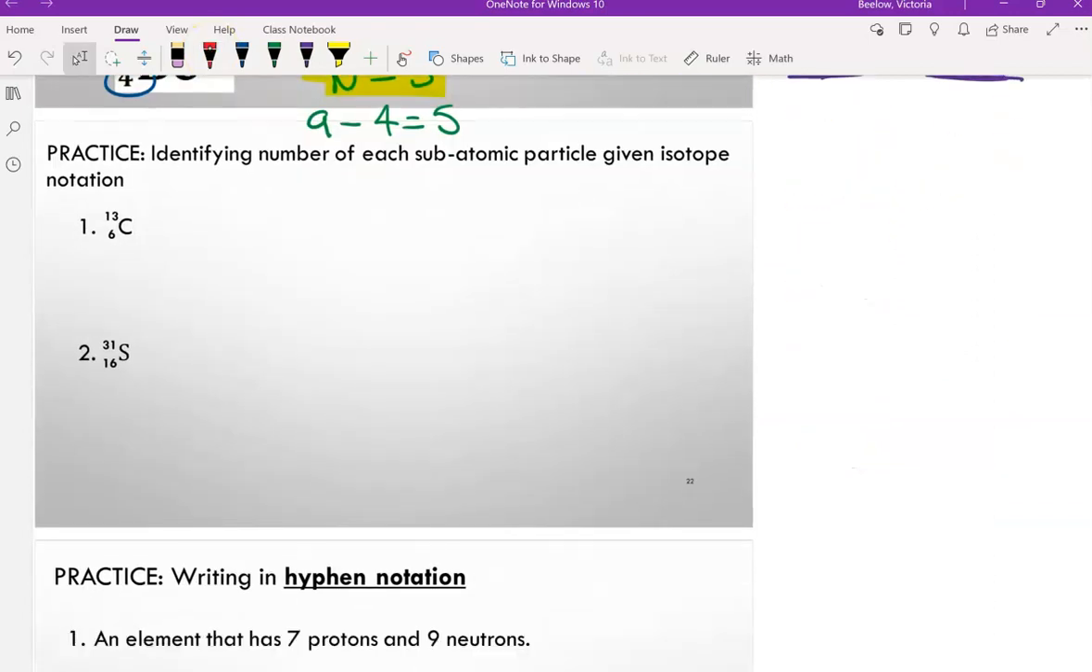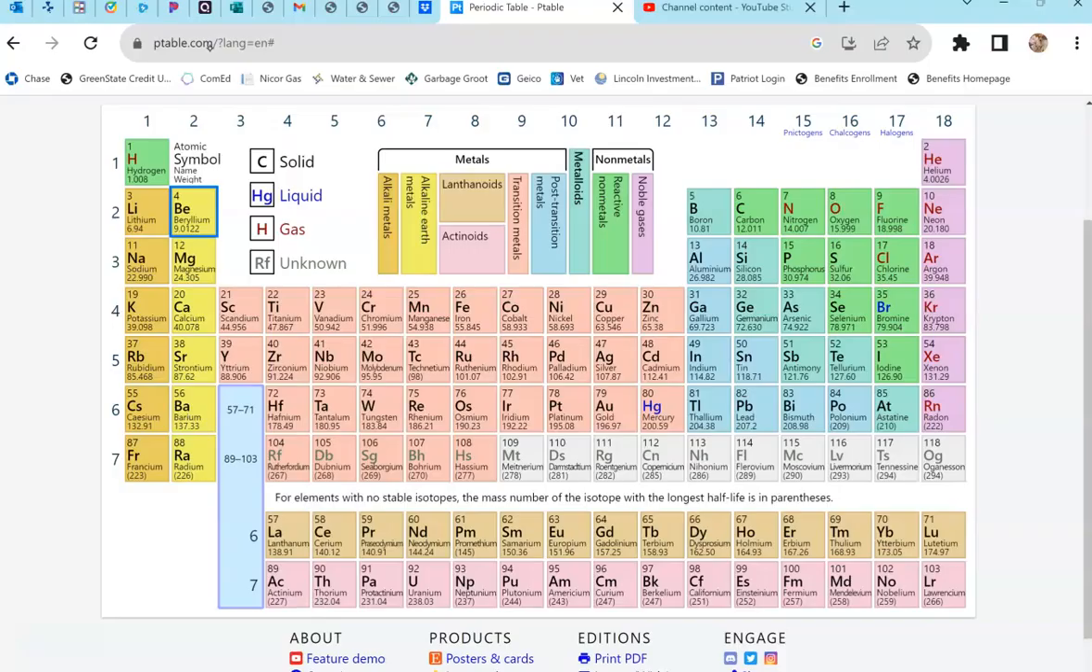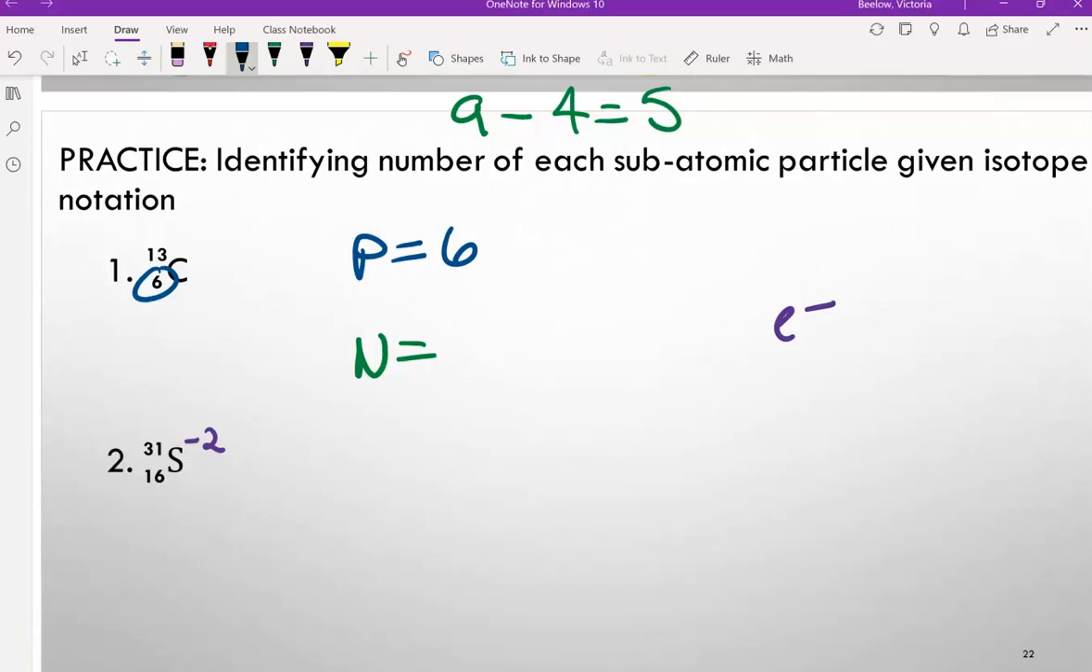All right, let's do 2 more examples, okay? These do not have charges on them. I'm going to actually go ahead and throw a charge on this guy just for some practice. All right, so for question 1 here, we need to find the protons, neutrons, and the number of electrons. Right away, the number of protons is 6. That is this number right here, which makes sense because carbon on the periodic table, its atomic number is 6.